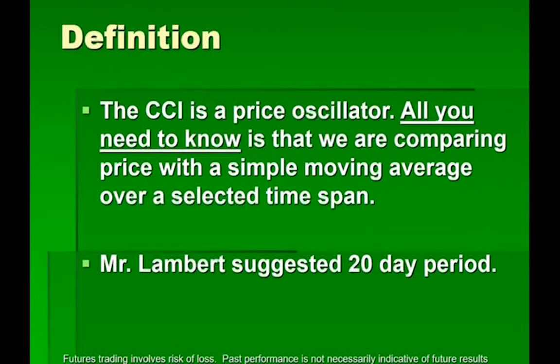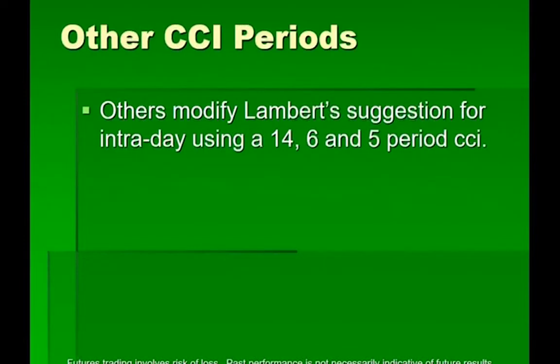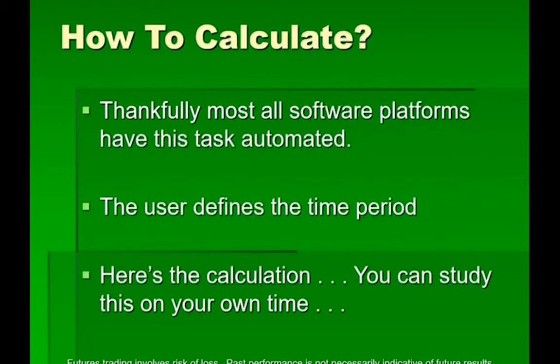Now, the CCI is a price oscillator. All you need to know is that we're comparing price with a simple moving average over a selected time span. Mr. Lambert suggested a 20 period. Others have modified his suggestion for intraday use using 14, 6, and 5 period CCI. How do you calculate it? Don't worry about it. These charting platforms have this done for you. You simply define the time period.